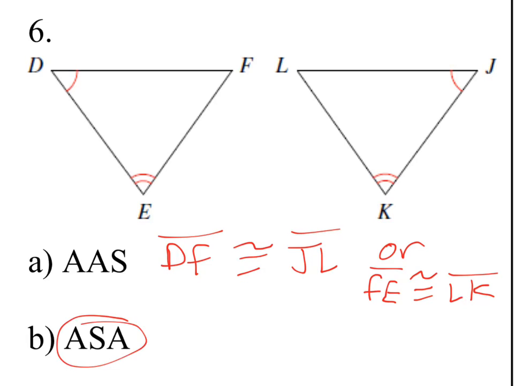On the next one, we want angle side angle. Here are the 2 angles. We need the side between them on both triangles. That's the side DE.